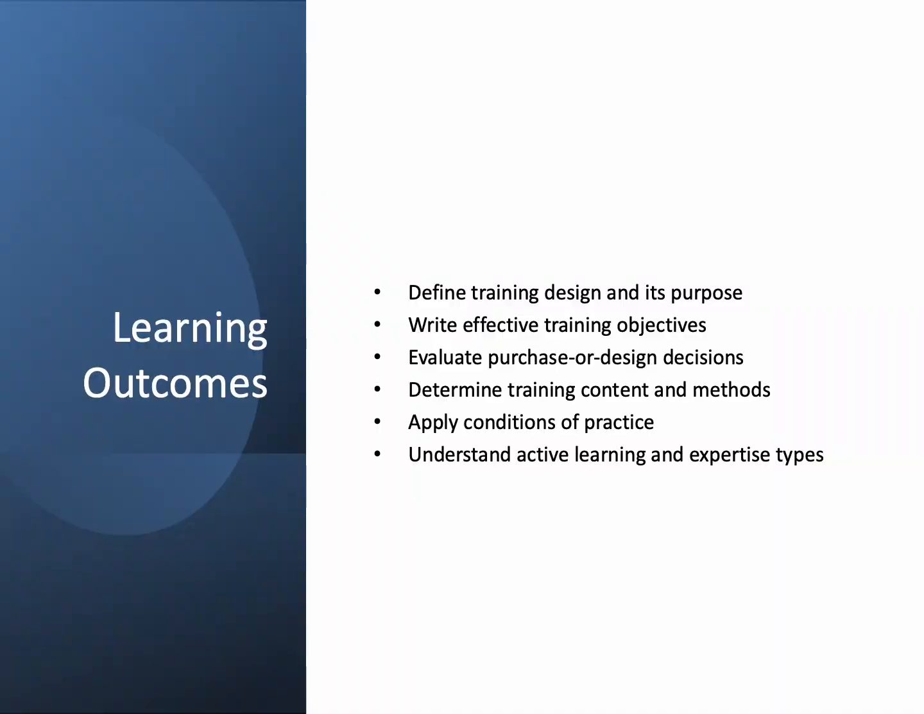Today's learning outcomes provide a roadmap for understanding training design. We'll define training design and its role in facilitating learning, learn to write effective training objectives, and evaluate whether to purchase or design training programs. We'll also explore how to determine training content and select appropriate methods, apply conditions of practice to enhance learning, and distinguish between routine and adaptive expertise. Additionally, we'll discuss active learning and error management training to boost engagement.